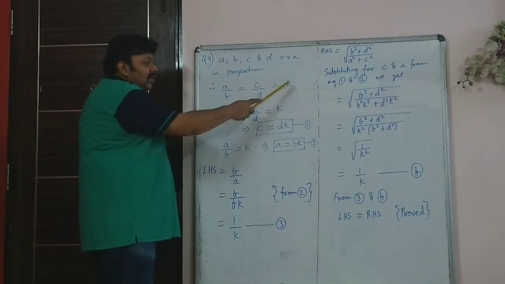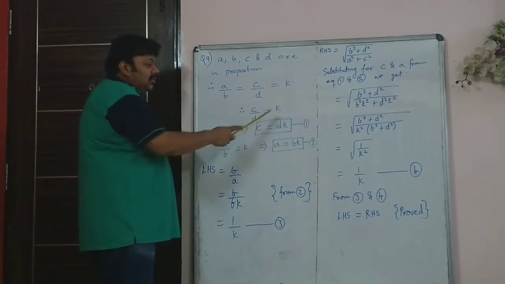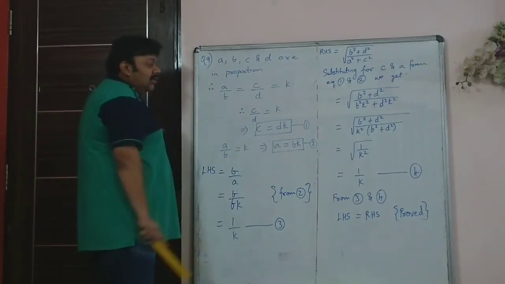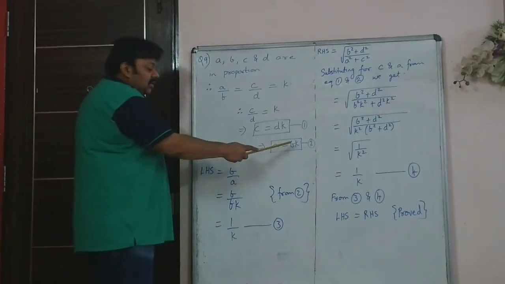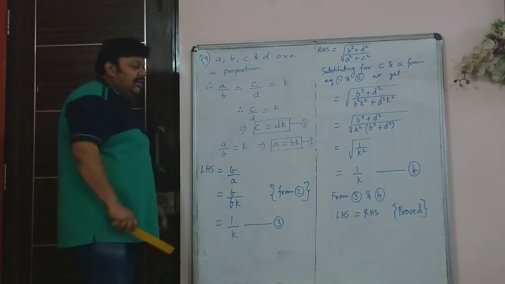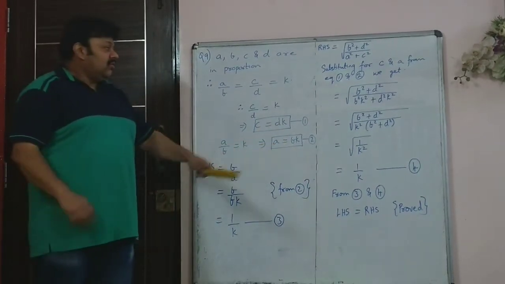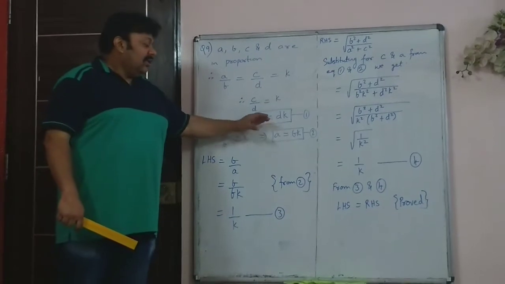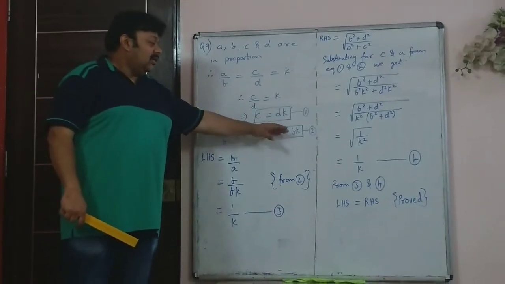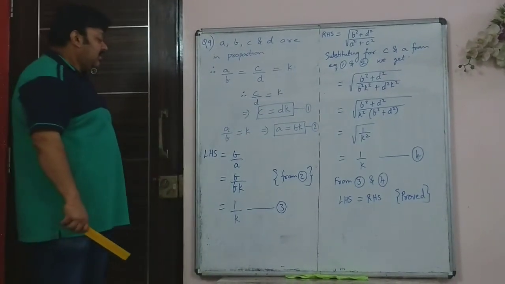So C upon D is equal to K, so C is equal to DK. That is equation 1. Same way, A upon B is equal to K, so you will get A is equal to BK. That is equation 2. Now wherever you come across C and A, we will write C is equal to DK and A is equal to BK in the given expression.